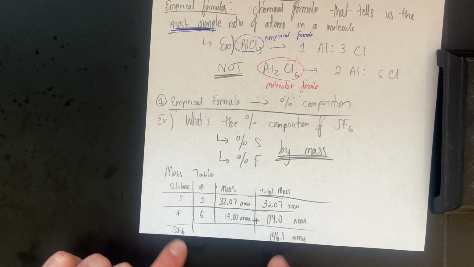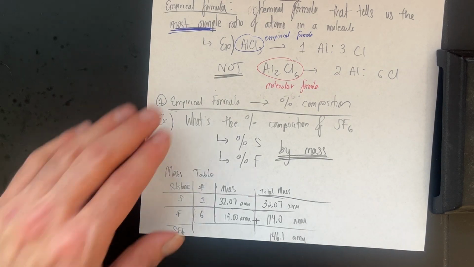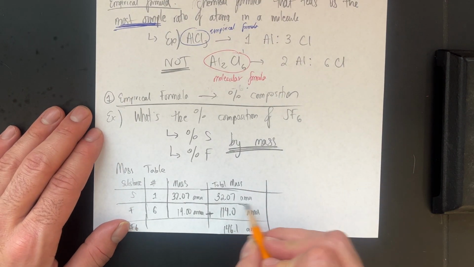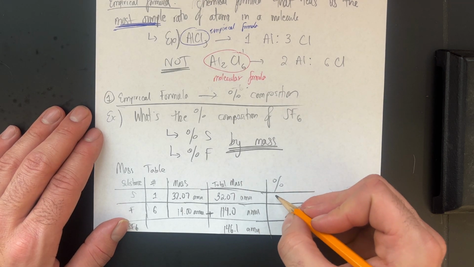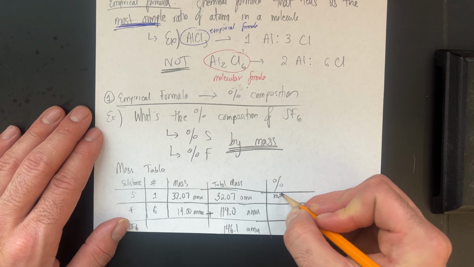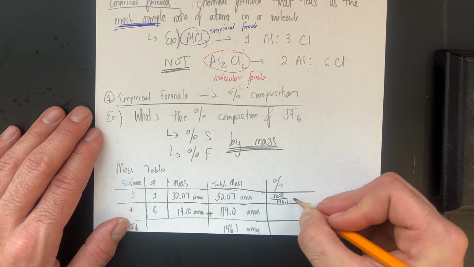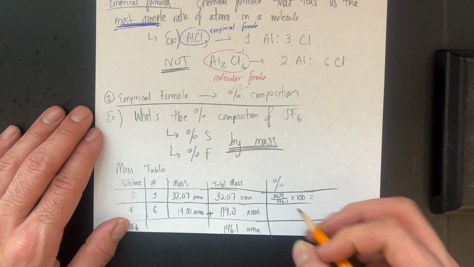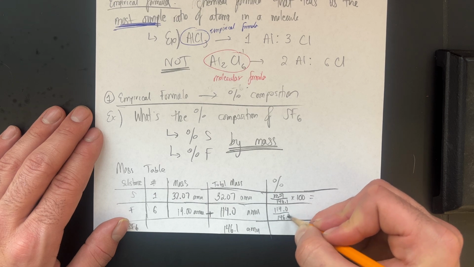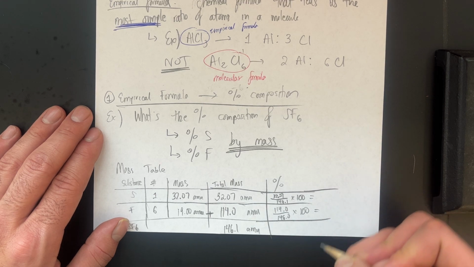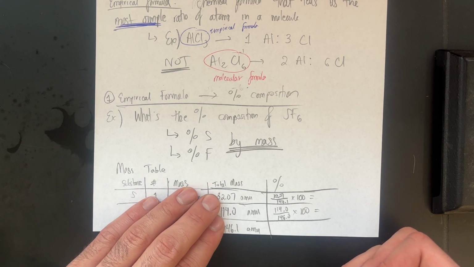That's SF6 is 146.1. Great, so we have that. Now, how do we use this mass table in order to get the percentages? Well, you can make one more little percent here, right? Basically, the way you're going to get the percentages is you're going to do 32.07, that mass, divided by 146.1 times 100. And then here you'll do 114.0 over 146.0 times 100. And when you do that, you will get the following answer.